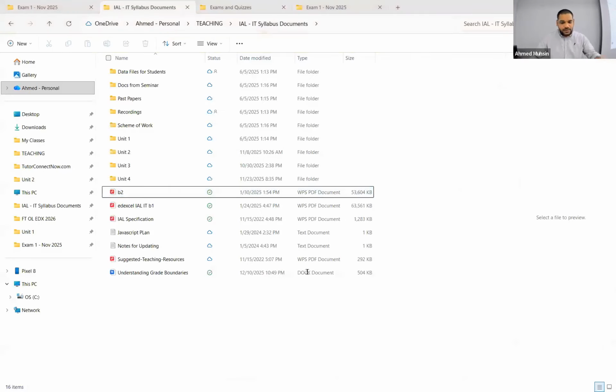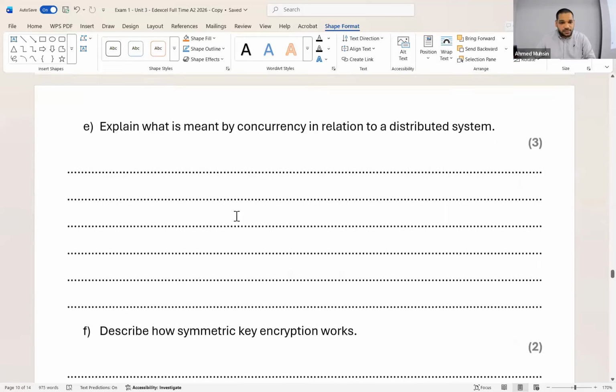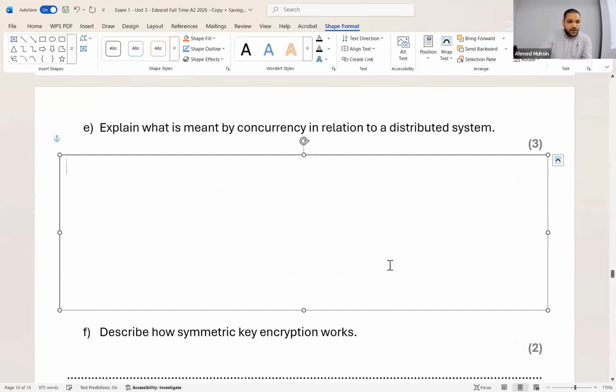Let's continue from here. When it comes to E, what is meant by concurrency in relation to a distributed system? Boys, girls, I'll tell you all, but I want you to take down the marking scheme answer. Now, in a distributed system, we have concurrency. Now, what does concurrency mean? Multiple actions are processed at the same time across multiple nodes, and they are all updated at the same time. My wording is not the best wording. You all understand, right? In simple words, what it means?